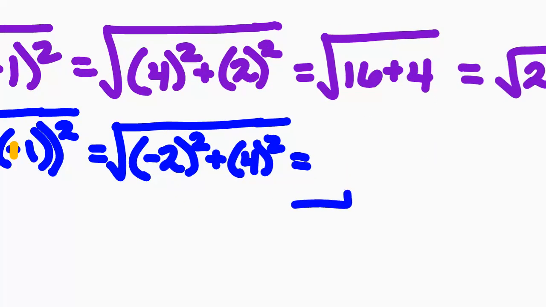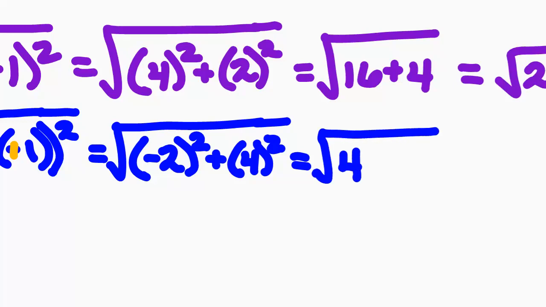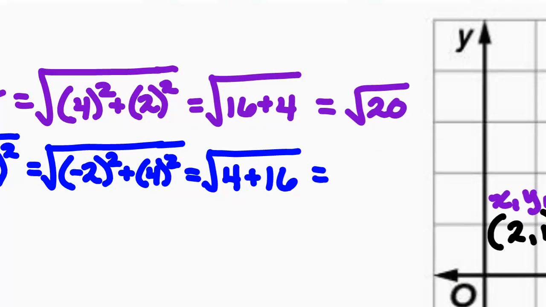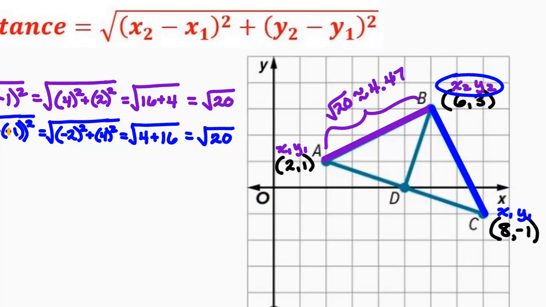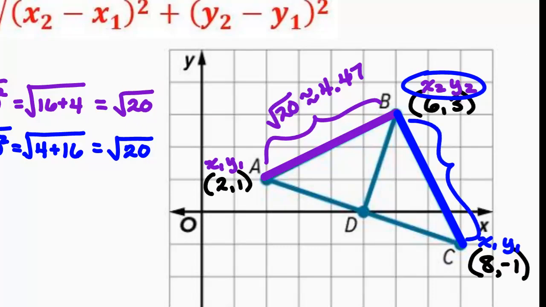Negative 2 squared, remember, to square something means to multiply it by itself. So negative 2 times negative 2. Negative times a negative gives me a positive. So I have 4 plus 16. This one also comes out to be the square root of 20. So this side over here is the square root of 20, which is about 4.47.